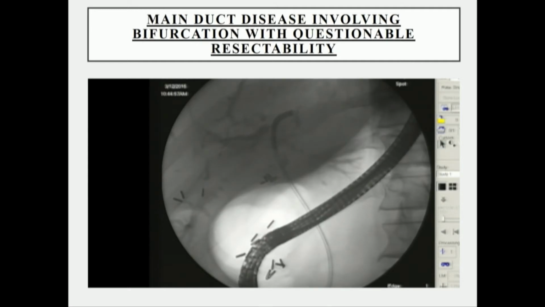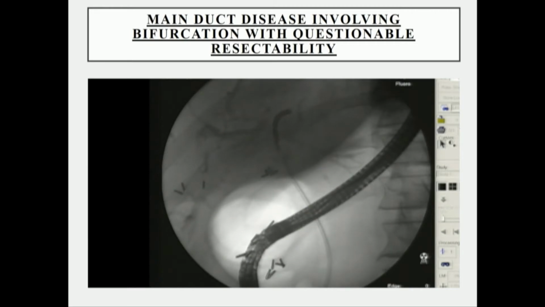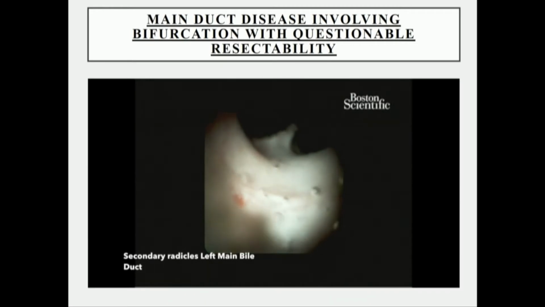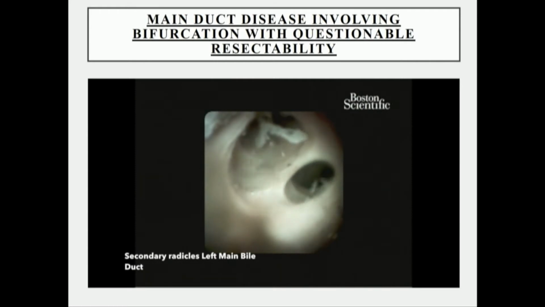And it shows you our confidence in our ability to perform really detailed cholangioscopy, which I think is revolutionary for us. And so you're seeing that camera that's inserted up, and these are the secondary radicals in the left main bile duct. I'm going to pause for a second.